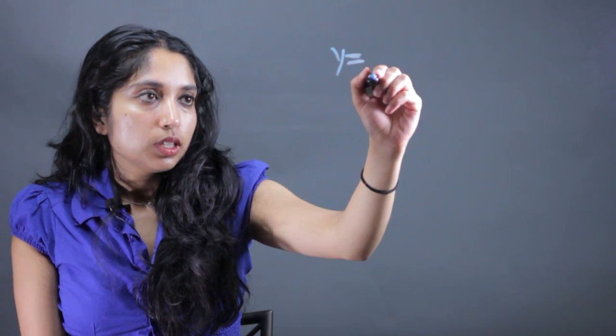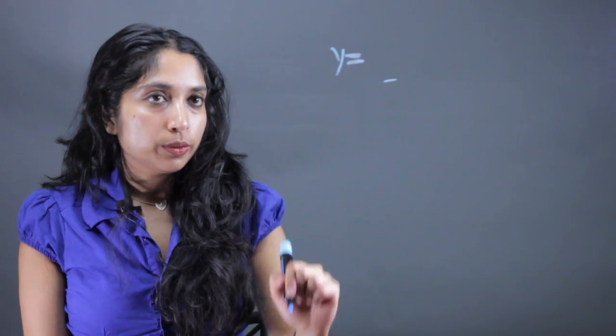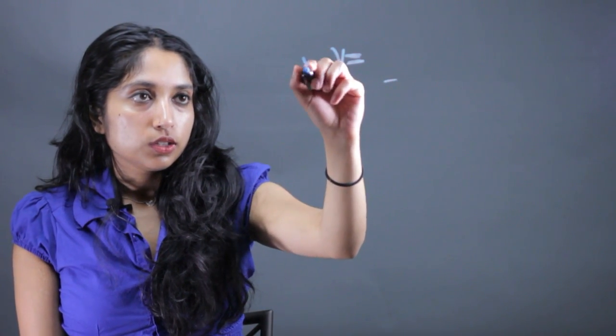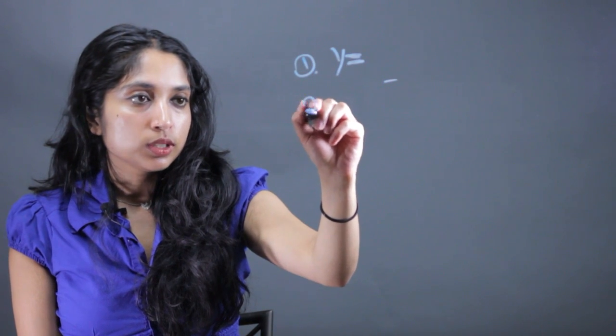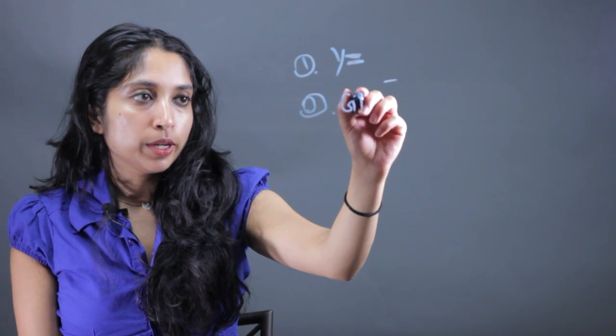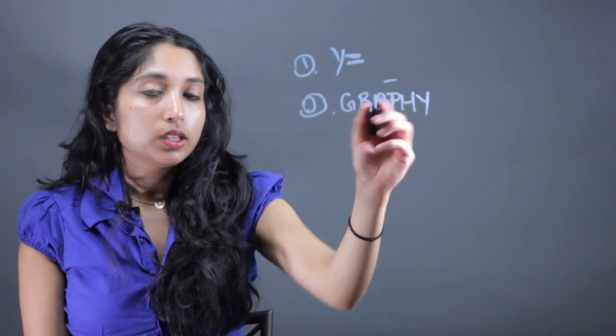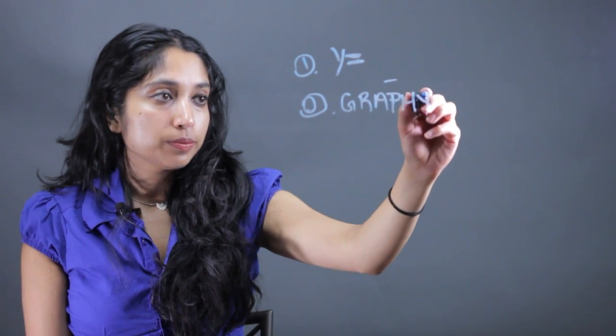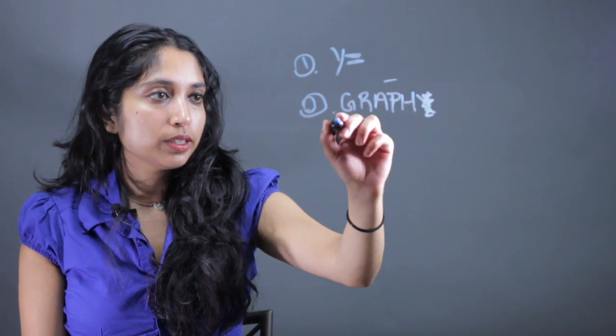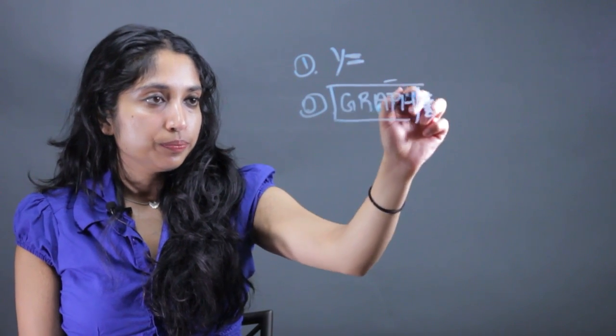The way you would do that is you go into the y equals. You're going to type in your polynomial. First thing, put in your polynomial in y equals. The second thing you're going to do is hit the graph button, which is going to graph that polynomial, in this case trinomial, that you just entered.